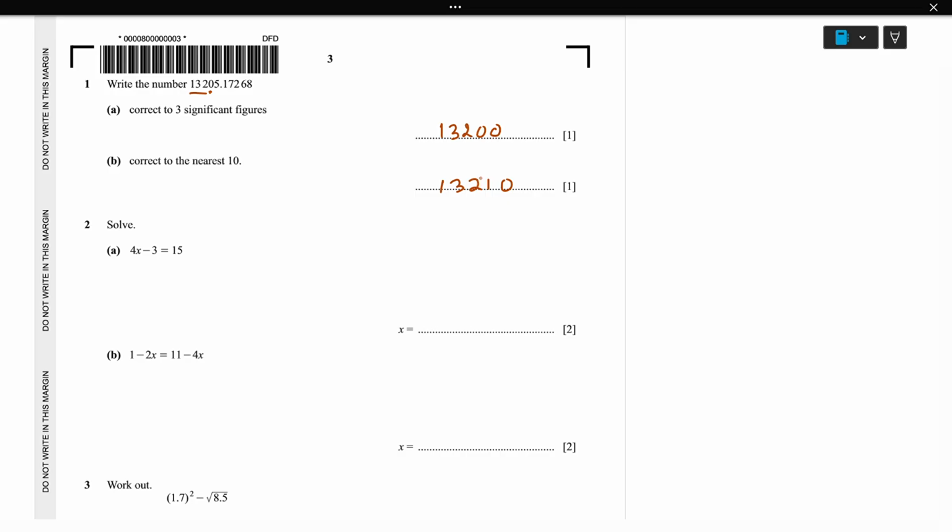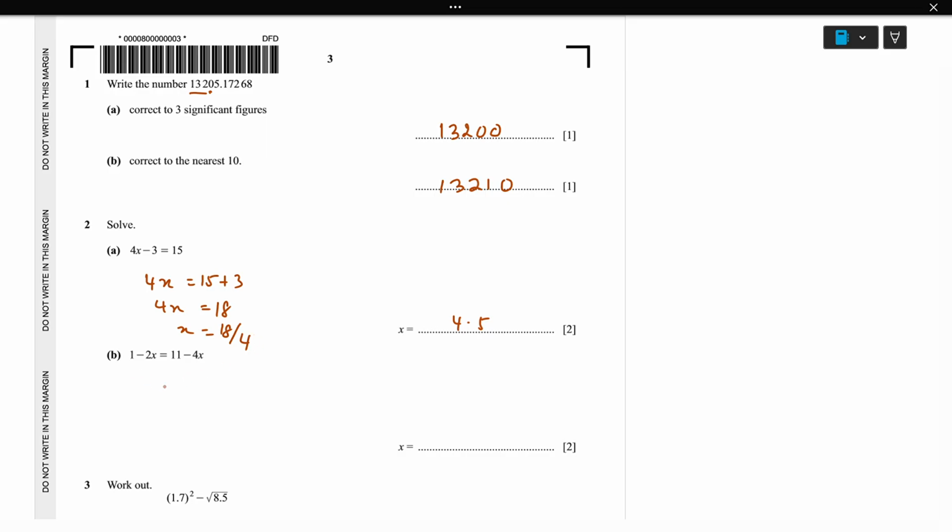The next question: solve 4x minus 3 equals 15. So 4x, then we have to shift this. 4x equals 15 plus 3, which is 4x equals 18. So x equals 18 over 4. Use the calculator and get the decimal value, which is 4.5. We can leave the answer as a fraction because we have to go for the lowest terms.